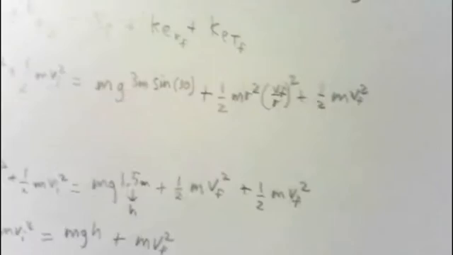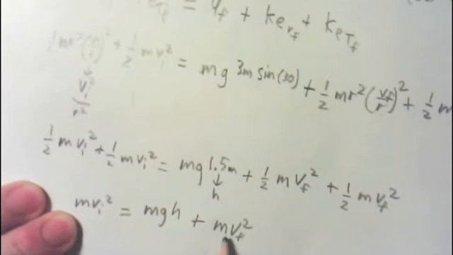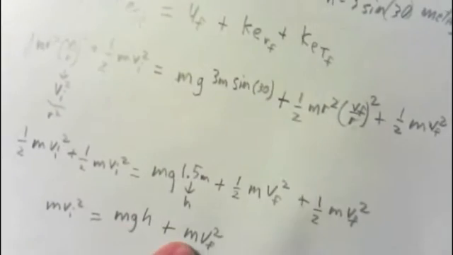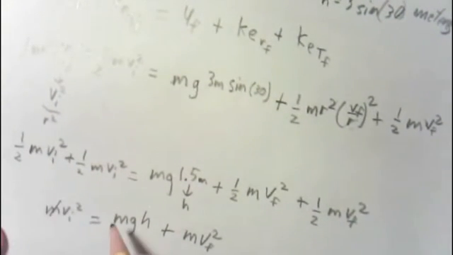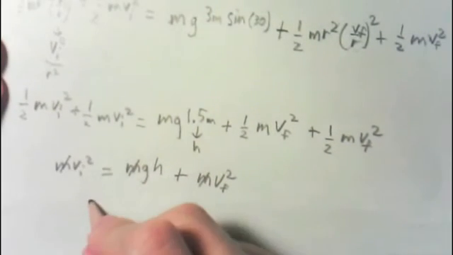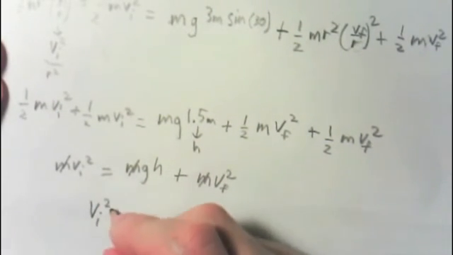Okay, hang on. We have coefficient of m for all of these terms. So mv initial, mgh, mv final. So let's get rid of all these m's. We're going to divide everything by m. Awesome. So now it's turning into a really easy problem.